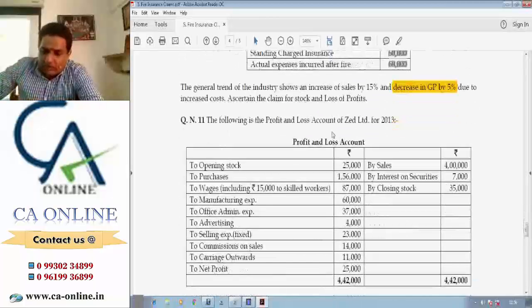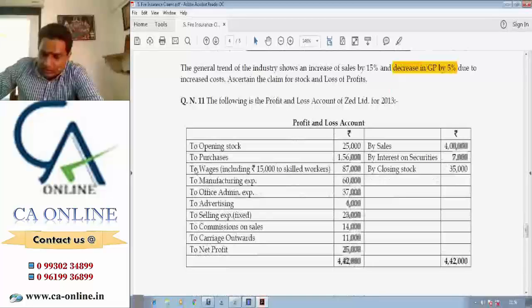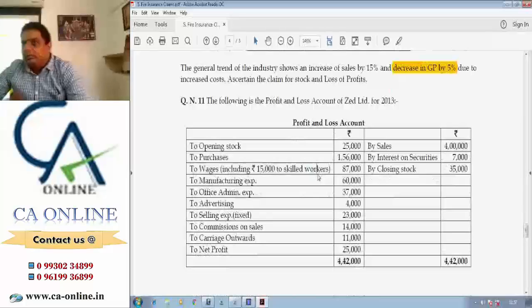But if you look at question number 11, just for understanding, wages, that is also prime cost, that is variable only. It includes 15,000 to skilled worker. Normally in a company, payment to skilled worker will be most of the time fixed only. Payment to unskilled will be variable. Actually this is only salary, it is not wages strictly. But in the name of wages, for skilled worker, they are giving 15,000. So this 15,000, I will take it as fixed cost. Otherwise, wages will be only variable.